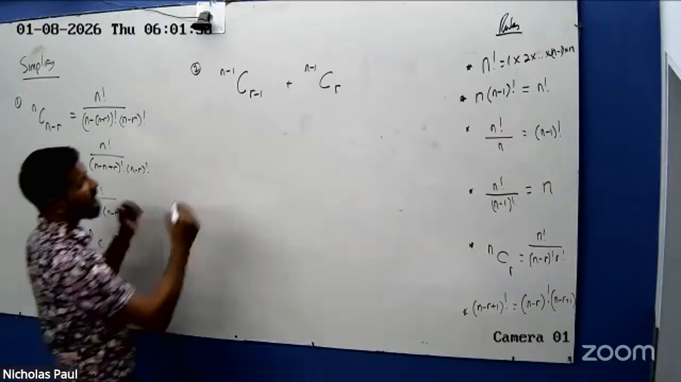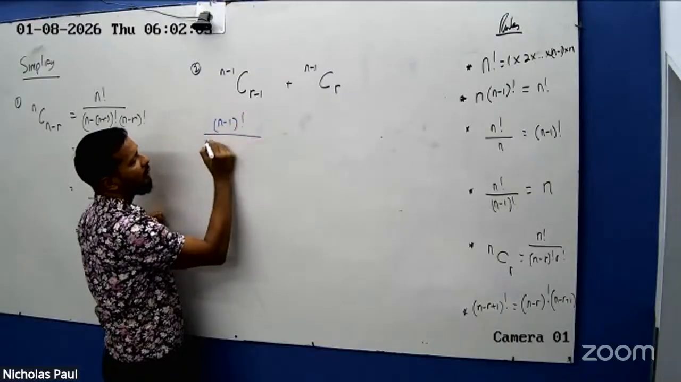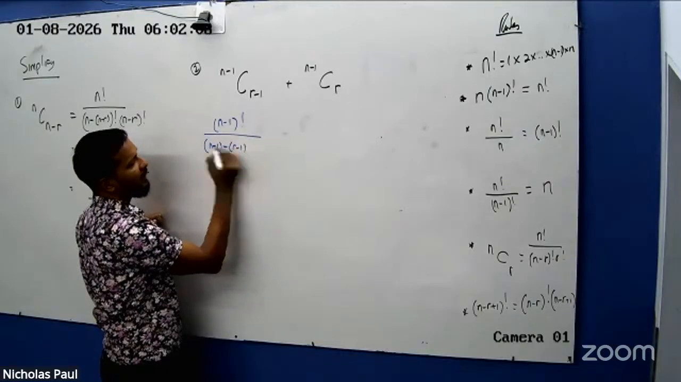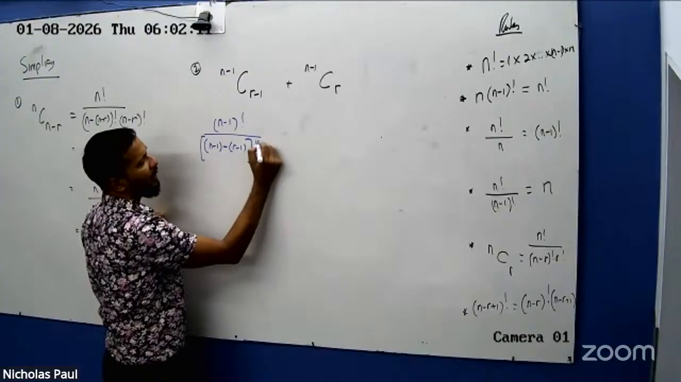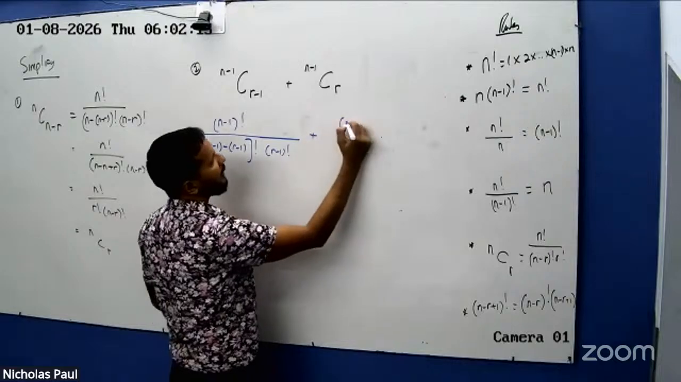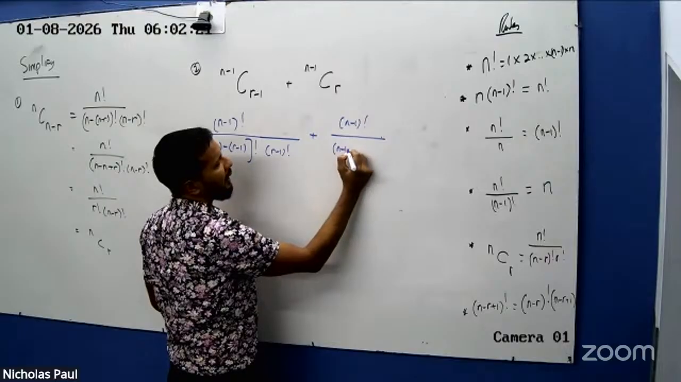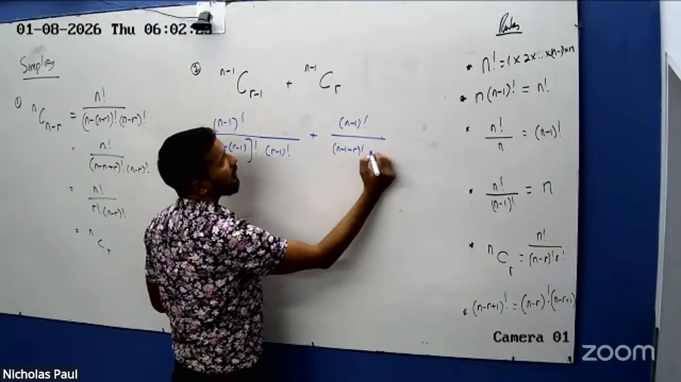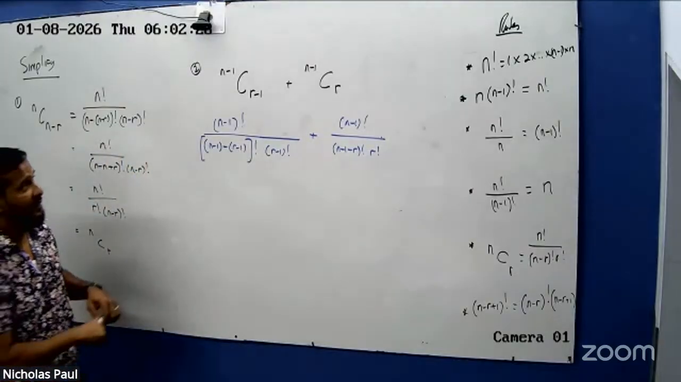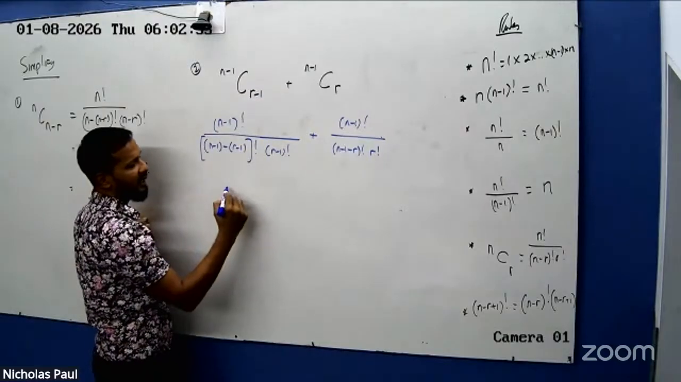Right? So watch this here. We have n minus 1 factorial over n minus 1 minus r minus 1 all factorial by r minus 1 factorial plus n minus 1 factorial over n minus 1 minus r factorial by r factorial. Right? By just substituting n minus 1 on this, the formula should look like this, right? I'm just going to simplify here a little bit.